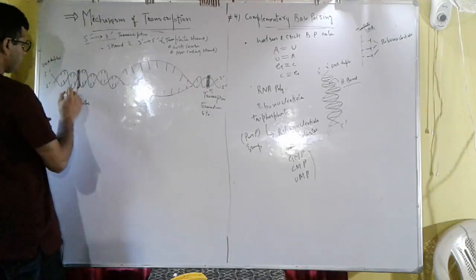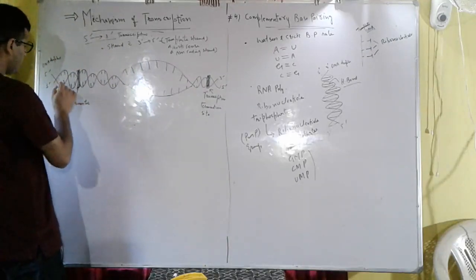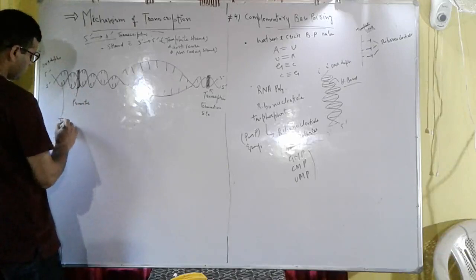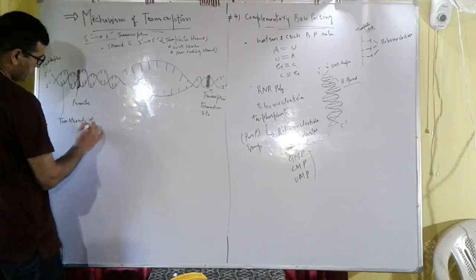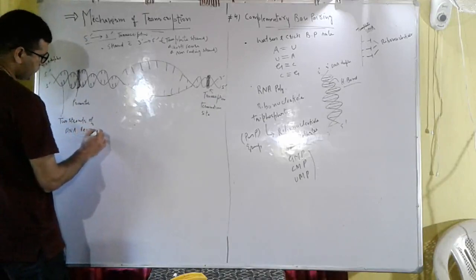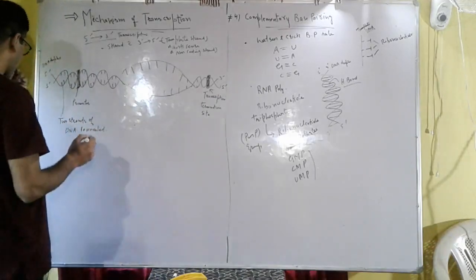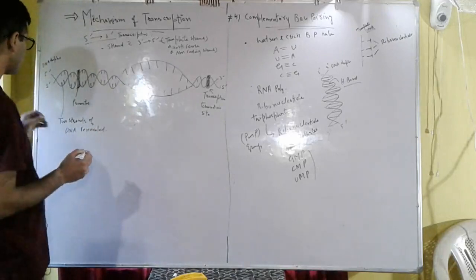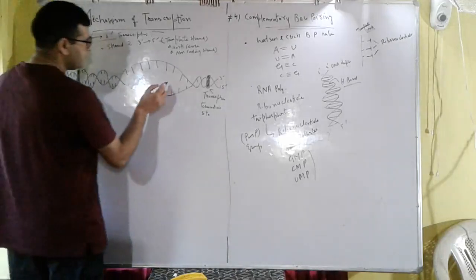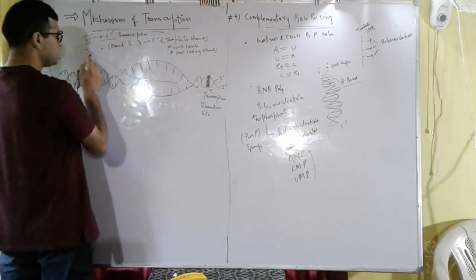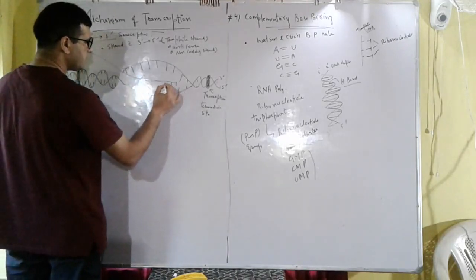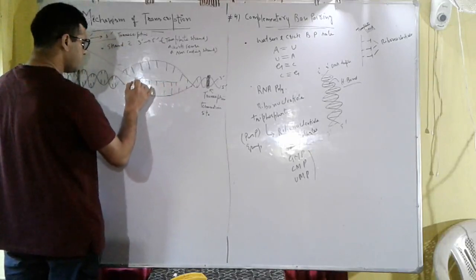So these are two strands of DNA that have re-annealed, rejoined. Two strands of DNA have annealed, and suppose this is newly synthesized RNA.